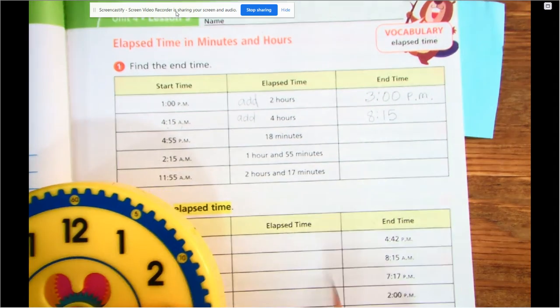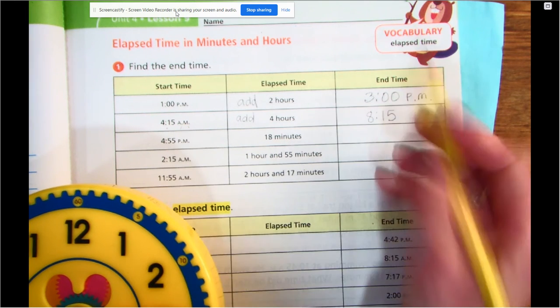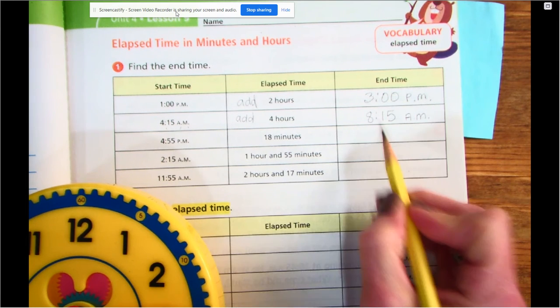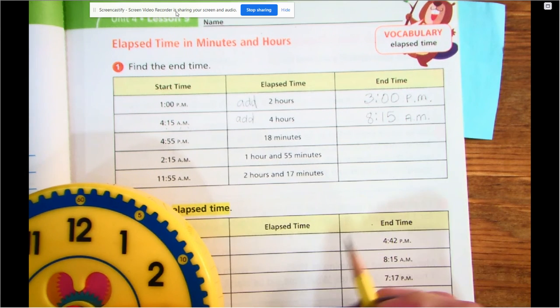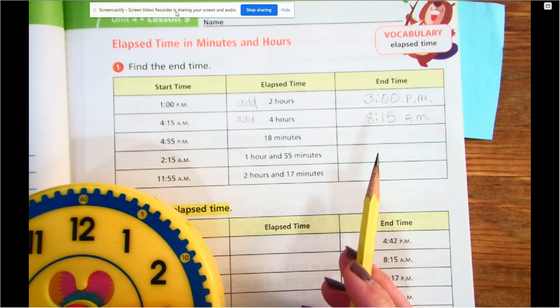Think about that. If 4 hours pass, it's still AM, right? It's still in the morning time. This is about the time we would be getting ready to get on Zoom. Okay. Now we're going to look at 4:55 PM.